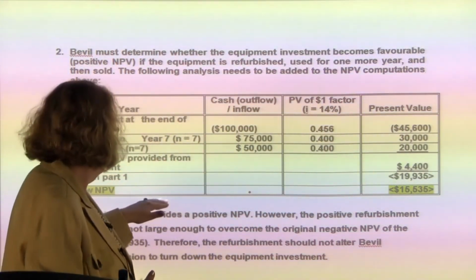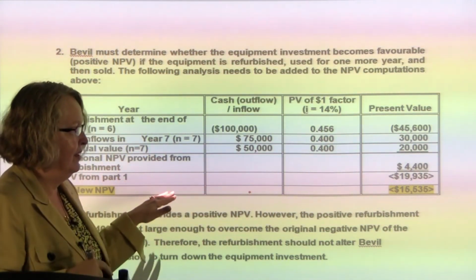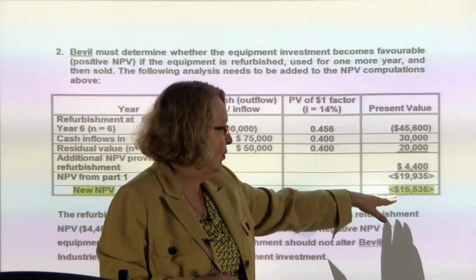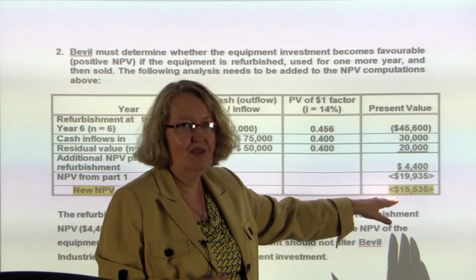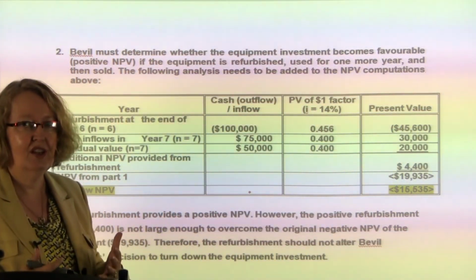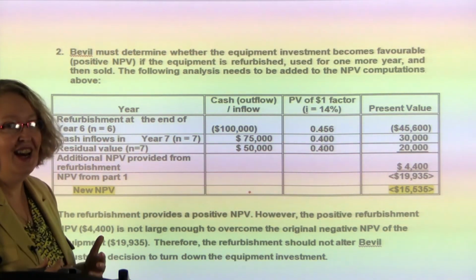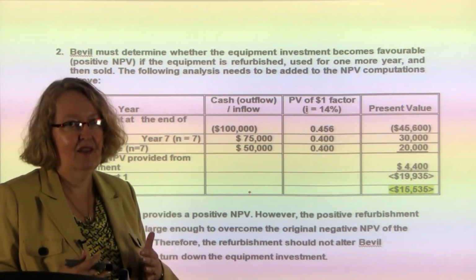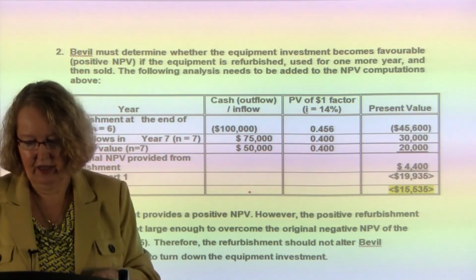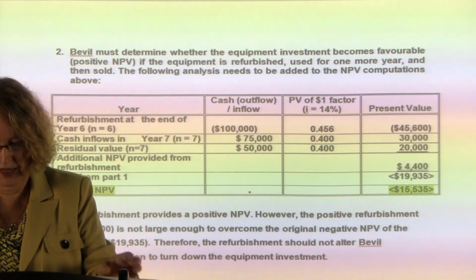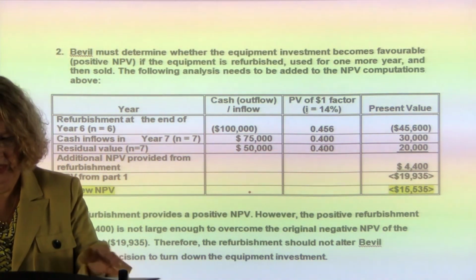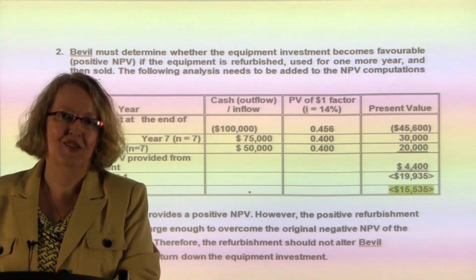But don't forget, you still have to look at the negative net present value that you calculated in the first requirement. So it wasn't sufficient to generate a positive net present value, so it's still negative. So even though the refurbishment does generate additional cash flow plus a residual value, it's not enough to overcome the negative net present value that's incurred in years 1 to 6. So in that case, you would not be advising the company to go ahead and to do that refurbishment. So that concludes problem 12-29.